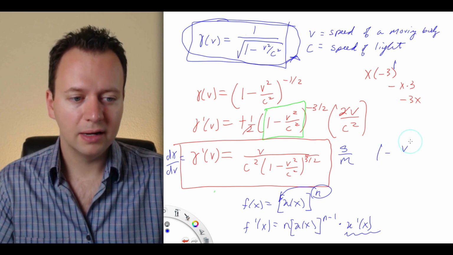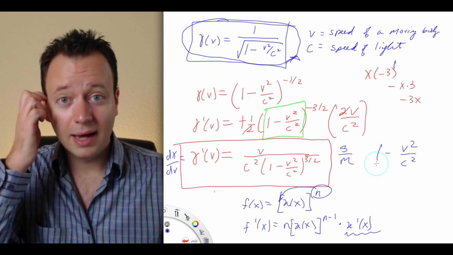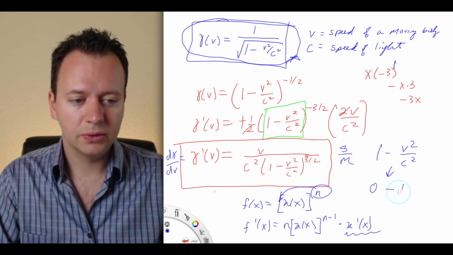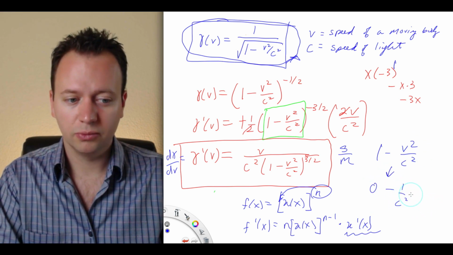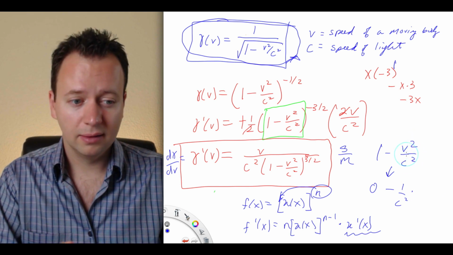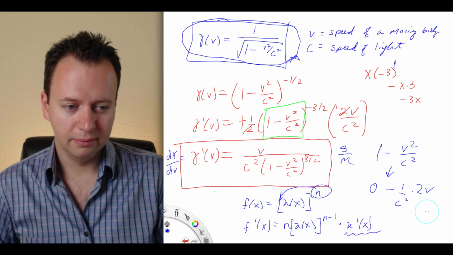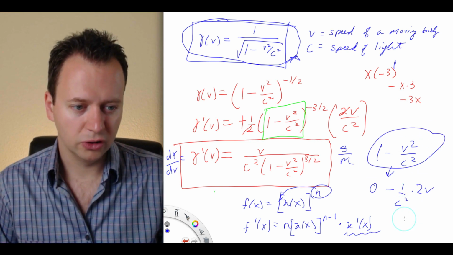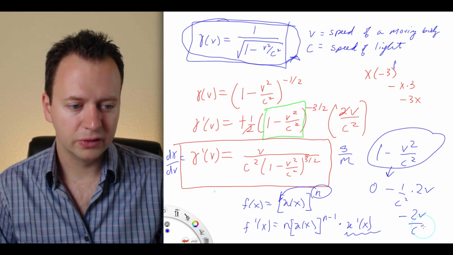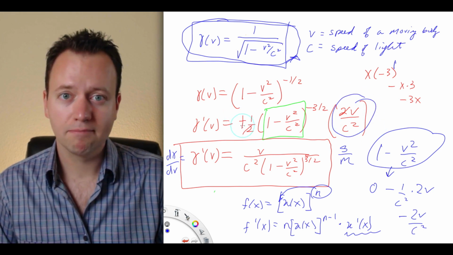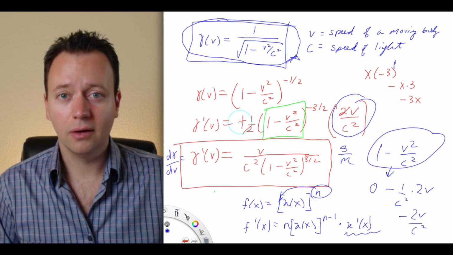Then for the derivative of the inside, we again use the derivative of polynomials. So 1 minus v squared over c squared, 1 is a constant, so the derivative is 0, minus 1 over c squared is a constant, so I just take that constant coefficient and multiply it by the derivative of v squared, so times 2v. So the derivative of the inside function was just minus 2v over c squared, which shows up here, except the minus sign went out front. So that is the derivative of the gamma function.